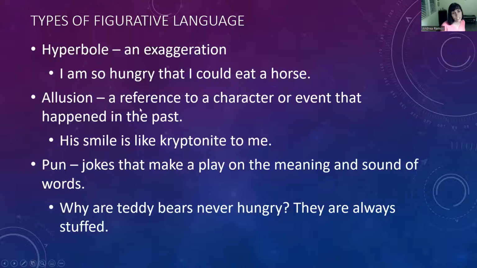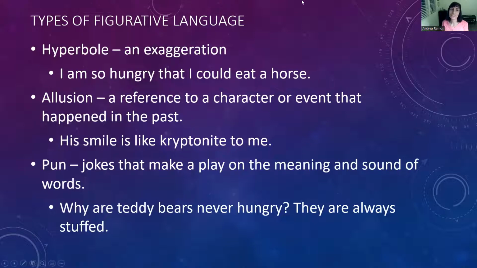An allusion is a reference to a character or event that happened in the past or happened in another piece of literature. So this example is, his smile is like kryptonite to me. To understand this example, you would have to know what kryptonite is. And kryptonite comes from the Superman story. Superman came from another planet, and kryptonite was a material from that planet that made him weak. So normally Superman had these superhuman powers. He was a superhero, but kryptonite made him weak. It was the only thing that made him weak.